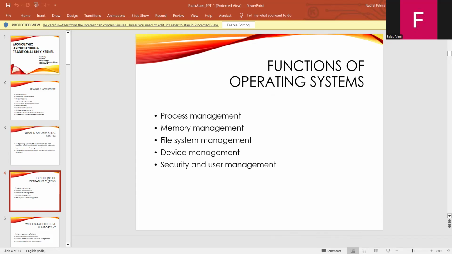Finally, the operating system provides security and user management. This includes user authentication, passwords, and access control mechanisms that protect data from unauthorized access. Like many of you must have passwords on your phone. So why does the operating system do this security measure? It is just because our data should be protected from unauthorized access. We don't want anybody else to see our data, what's inside our device. So the security feature is also performed by the operating system only.